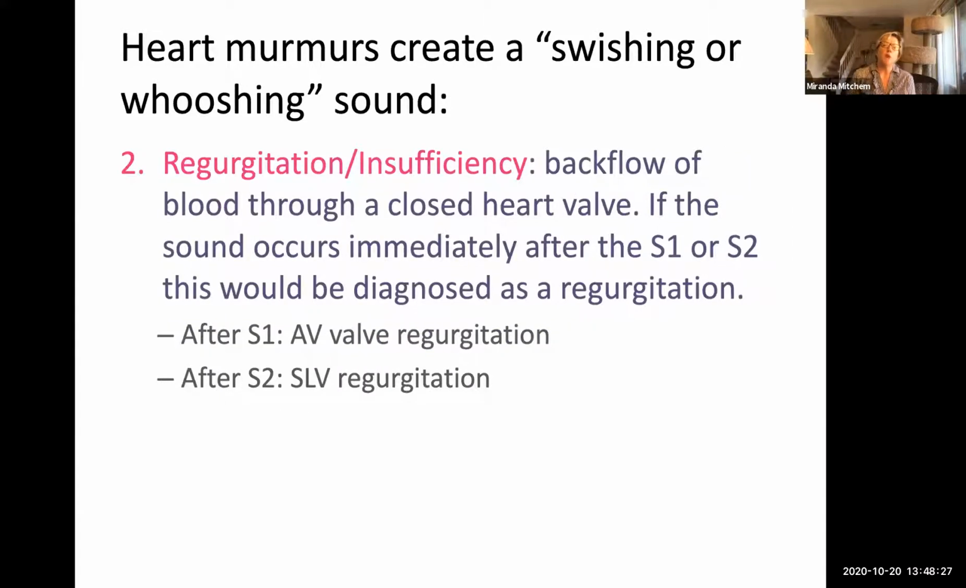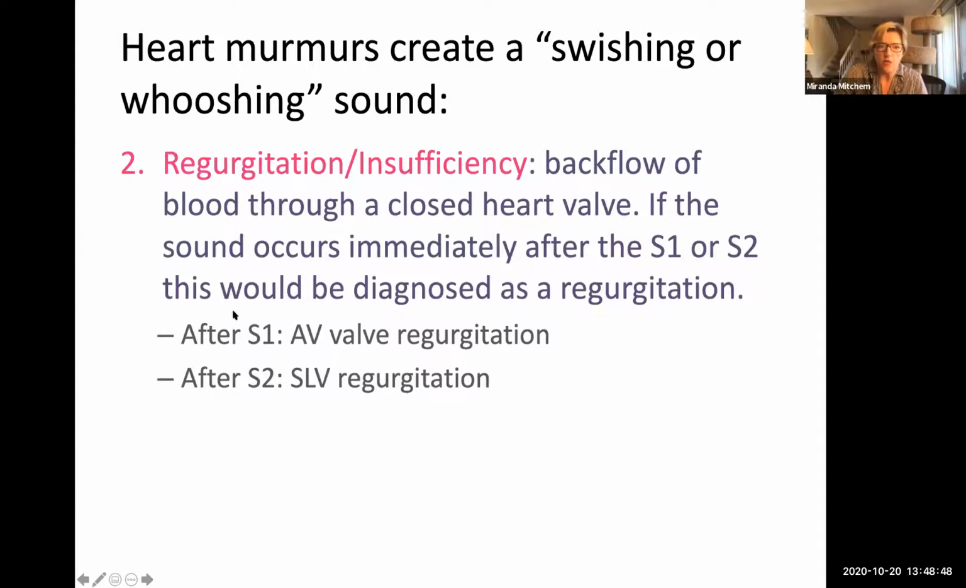Now, another pathology is regurgitation, which is also called insufficiency. And these can be related to a murmur. But regurgitation is backflow. So the blood is not going in the right direction. Instead of blood moving from the atria to the ventricle, some of it's going backwards.